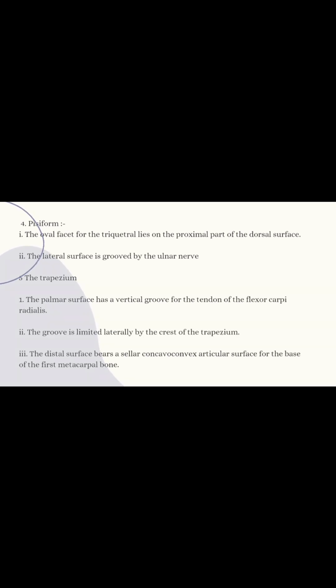Pisiform: the oval facet for the triquetral lies on the proximal part of the dorsal surface. The lateral surface is grooved by the ulnar nerve. The trapezium: the palmar surface has a vertical groove for the tendon of the flexor carpi radialis. The groove is limited laterally by the crest of the trapezium.